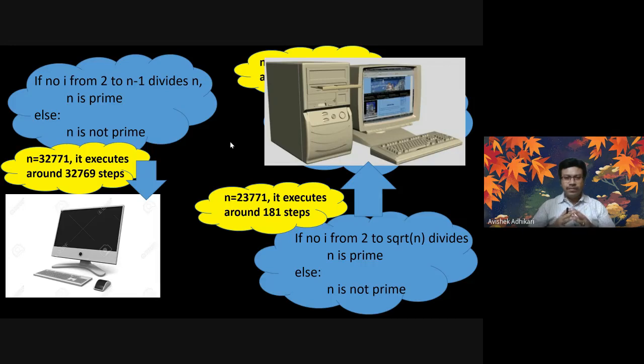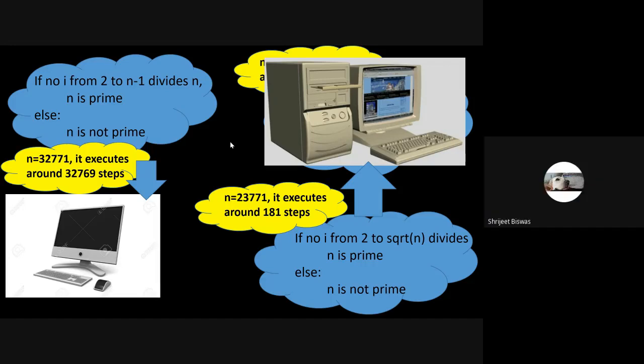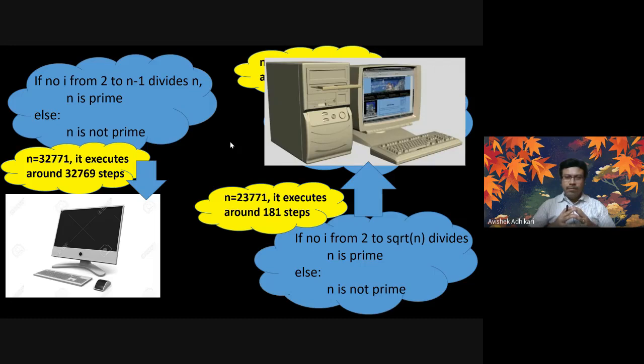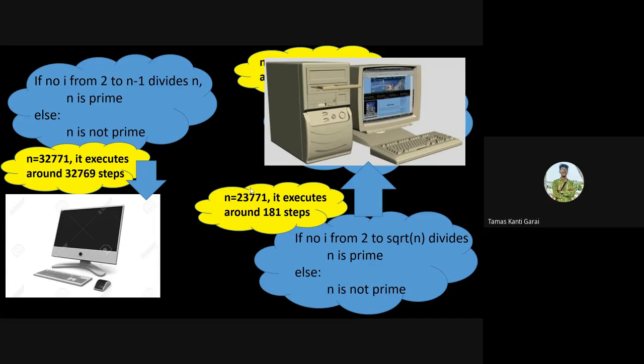Anybody? So the input size. Okay, the input size, but how do you define the time complexity? Input size is fine, but here also the input size was the same, right? But how do you then define time complexity? What do you think? How many steps it is executing?